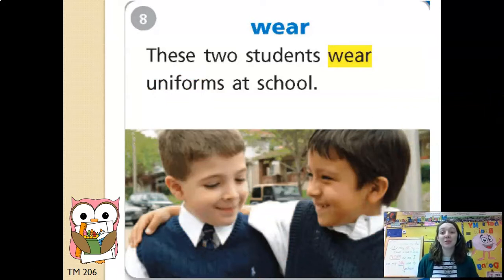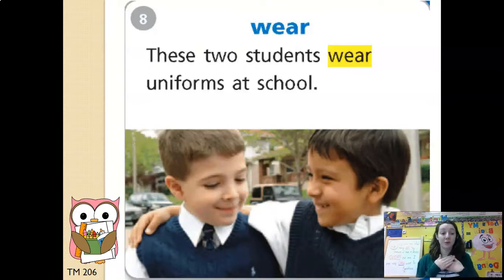All right, so we just have one more. Wear. These two students wear uniforms at school. So this is the wear like what you do with your clothes, not when you're like, oh, where is my book? Different kind of wear. So for wear, you're just going to put up your clothes, whatever shirt you're wearing. You're going to say wear. Ready? So let's try all of them.